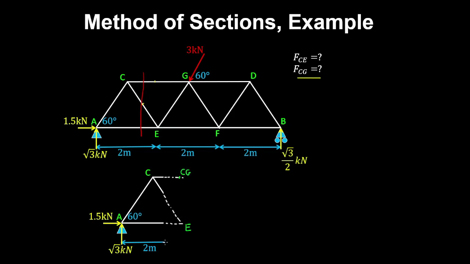And we'll extend this dimension of 2 meters. And by cutting the truss, we've exposed the forces in these members. So because this force is a horizontal component, I'm going to guess that this member CG is being compressed. And because we've got an upward reaction at node A, the force in this member must be acting downwards to put that vertical reaction in equilibrium.